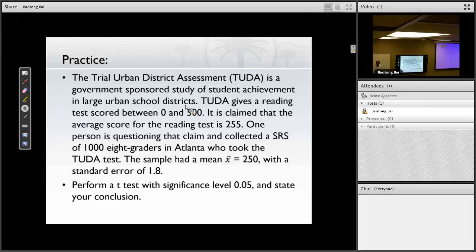So the person collected a sample of 1,000 eighth graders in Atlanta who took the TUDA test. The sample had a mean of 250 with standard error of 1.8. So here I give you a standard error. You need to understand what a standard error means, right? And then perform a t-test with significance level 0.05 and state your conclusion. Okay.